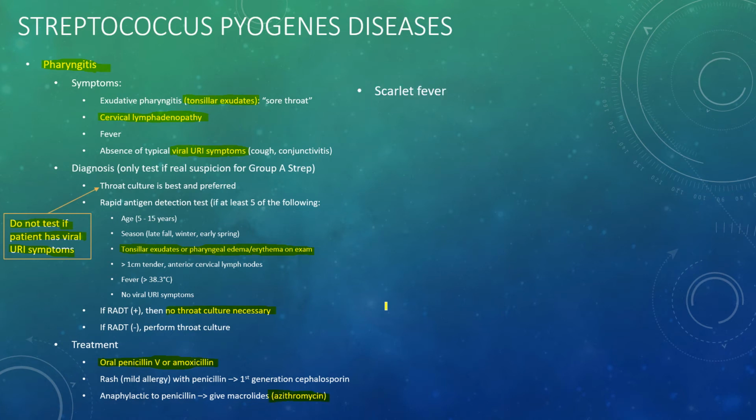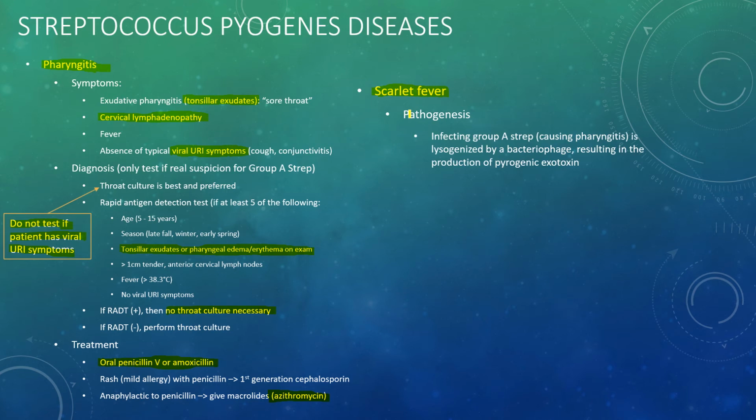Now let's talk about scarlet fever. So scarlet fever is a complication of pharyngitis, and it's not too bad. It's a pretty mild condition overall, but it can lead to some severe complications, and that's what we want to prevent. So how does this happen?